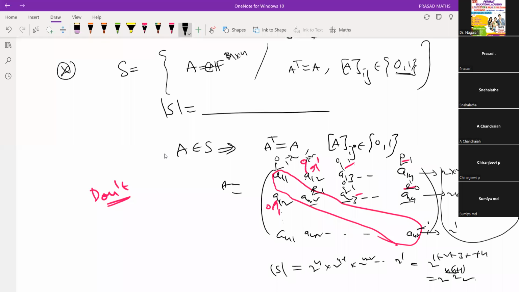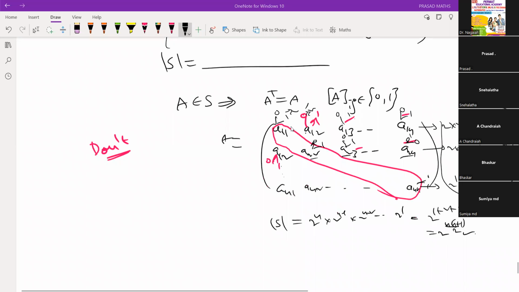Is it clear? So don't bother about the lower elements, because once you control the upper elements, the lower elements are automatically controlled. Is it clear?